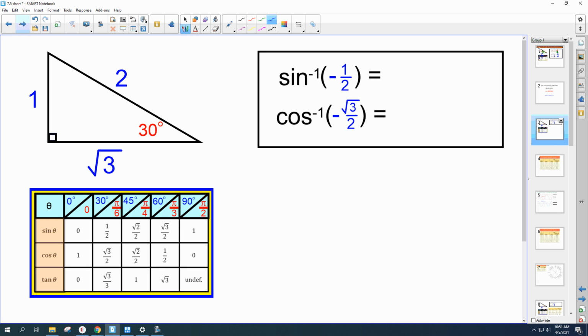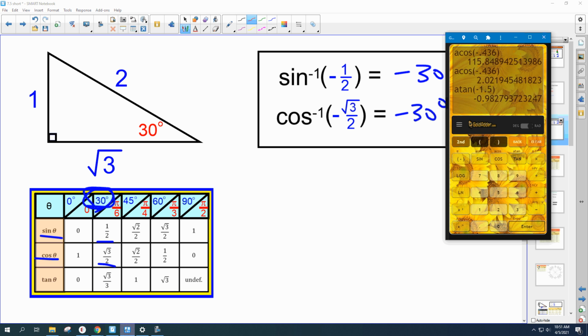So the problem is, when I start giving you negatives, it kind of messes with your head a little bit because it's not quite the same thing. If I do an inverse sine of negative 1/2, your impulse and your gut tells you that that's negative 30 degrees. All right? But when I do an inverse cosine of negative square root of 3 over 2, your gut tells you the same thing. You're going to be right in the first case, but you're going to be wrong in the second case. All right?